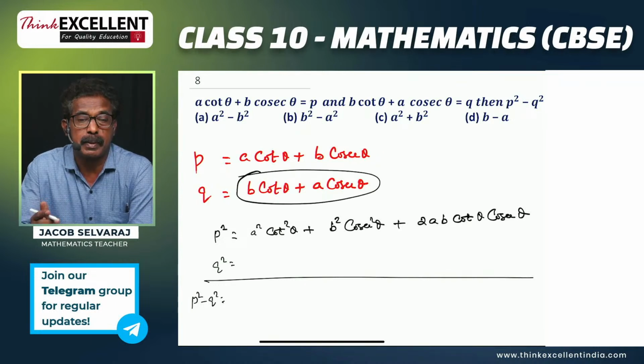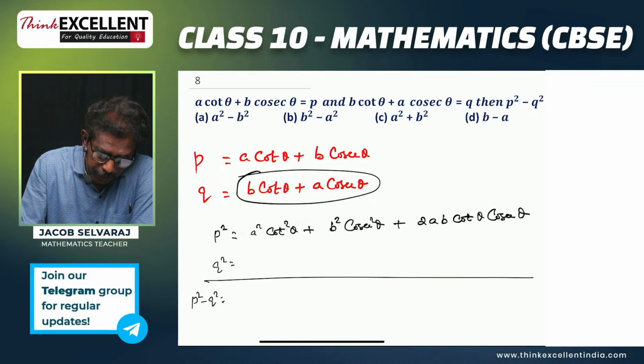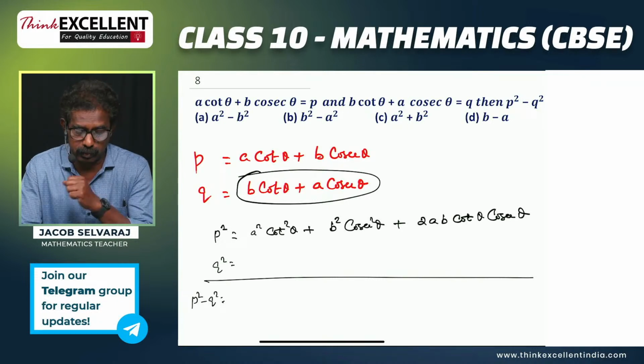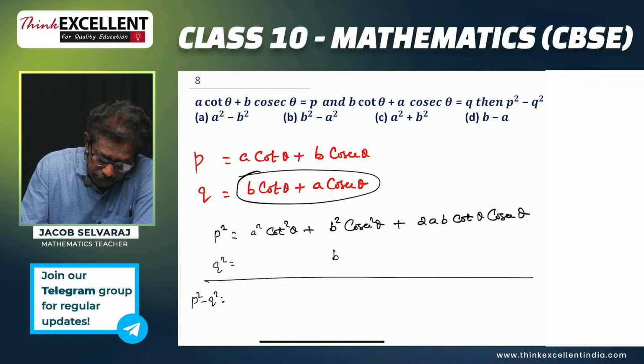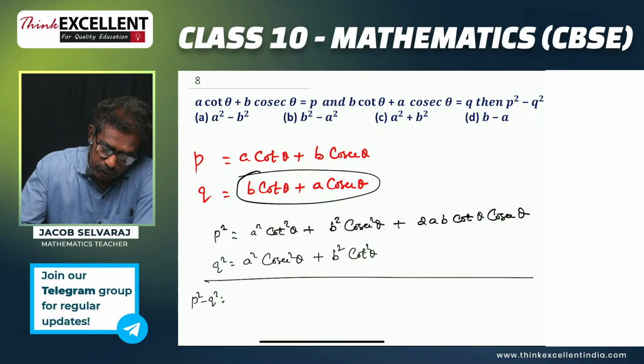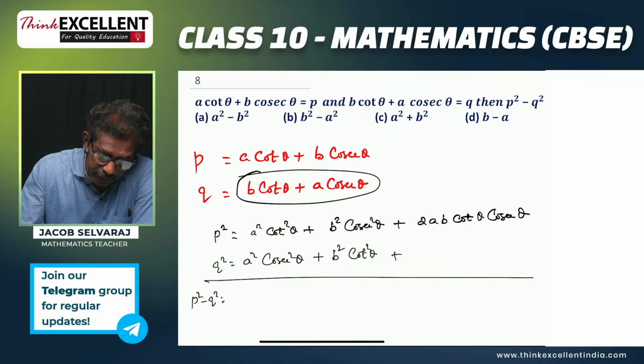So again A plus B the whole square. So you are getting B square cot square theta. B square, so that I am writing here, because the B square is below B square. B square cot square theta. So it will be easy for you. Plus A square cosecant square theta. Then plus 2AB, that is 2AB cot theta cosecant theta, right?